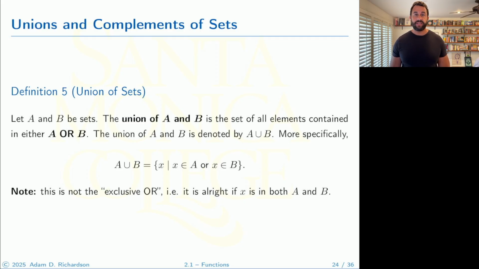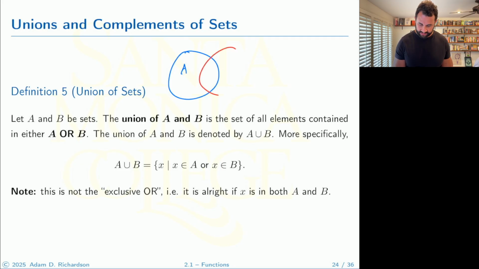Maybe if you've worked with Venn diagrams in the past, this will look familiar. A lot of times in school, they'll use Venn diagrams. So let me do this. We could say it like this: pretend this is the set A and this is the set B. Then the union of A and B is all of that. So the union is going to be everything in A or B.